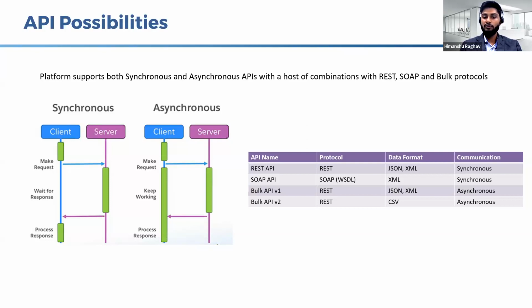Then comes the Bulk API. The Bulk API has two versions available: V1 and V2. Both versions follow the REST protocol. The major difference is that V1 allows us to send data in JSON and XML format, whereas V2 allows us to send data in CSV format. Both of these communications are asynchronous because we need to process a large chunk of data, and this cannot be done simultaneously or synchronously at the same time.